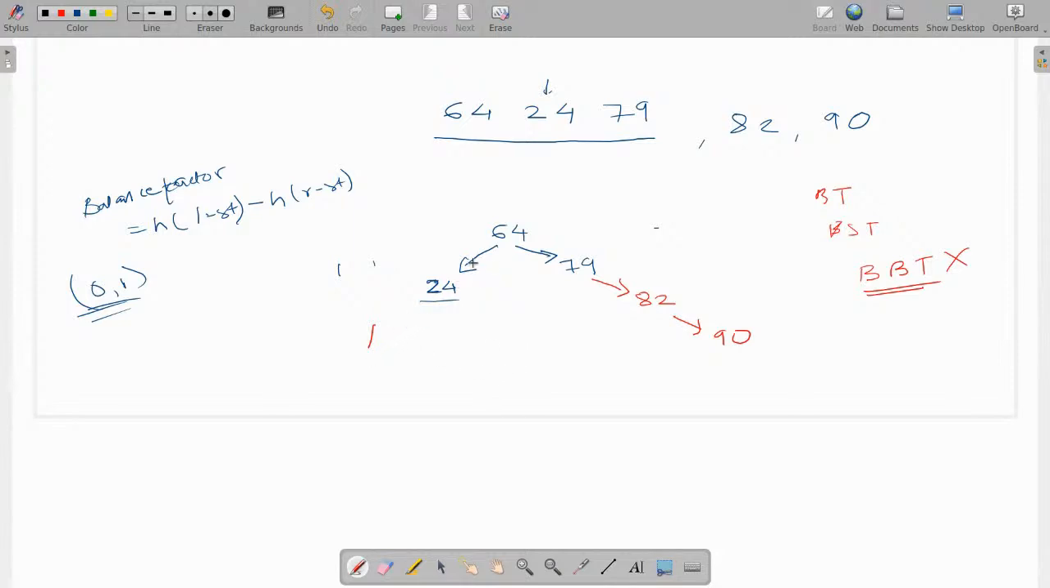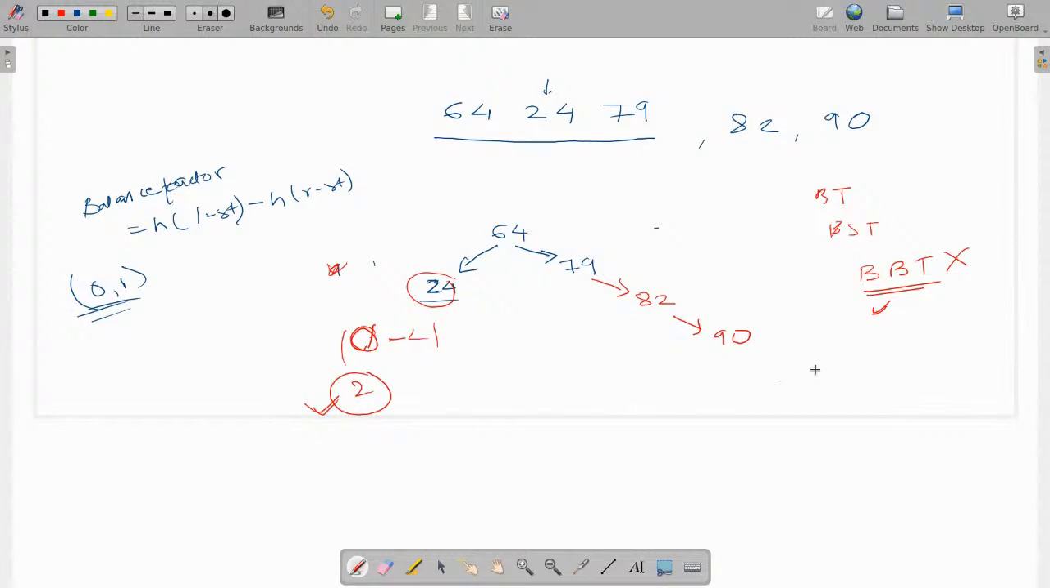Sorry, I made a mistake here. Here the height is 0 and here the height is 2. So the absolute value will return a value of 2, and the balance factor is 2. So that's why this is not a balanced binary tree. So binary search trees have this problem.